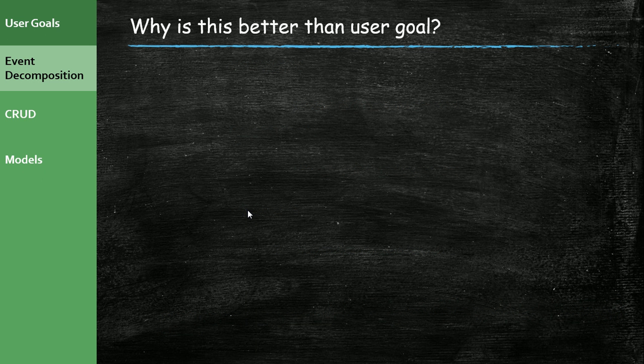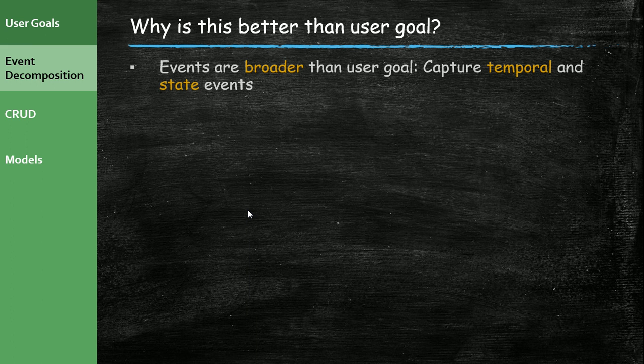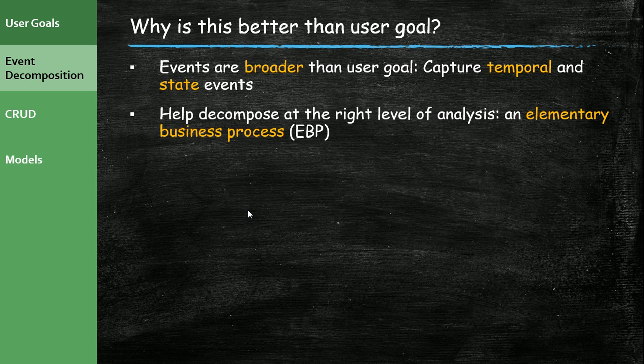So we just talked about 2 techniques, user goal and event decomposition. Why is event decomposition better? I kept saying that was a better technique. Well, first, it's broader than user goal. And it can capture temporal and state events as well as external events. So user goal generally only captures the external events, whereas event decomposition can also capture our temporal and state events. It can help decompose at the right level of analysis or elementary business process.